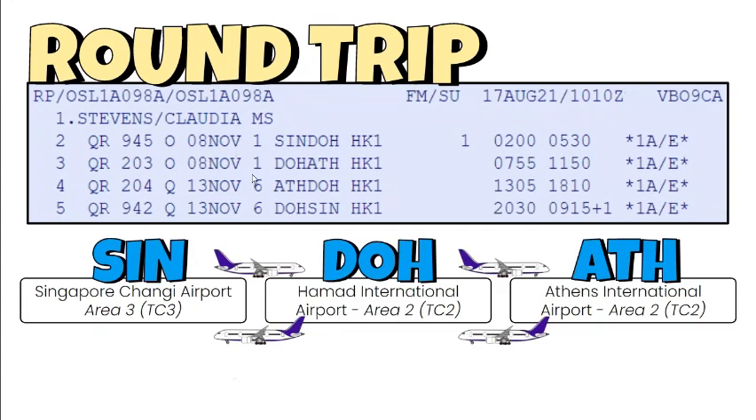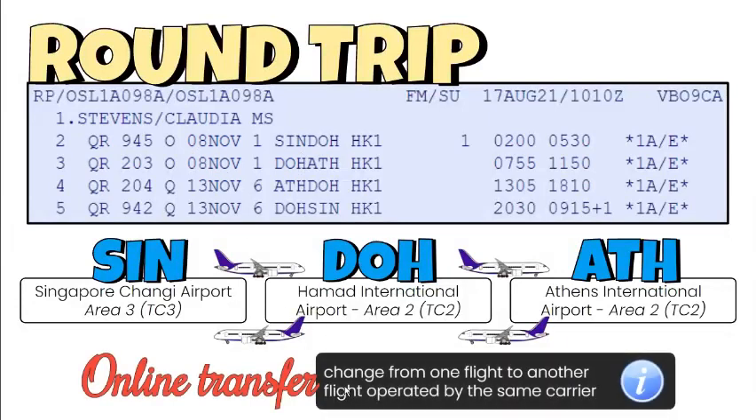Let's take a look at this next return itinerary. This is from Singapore Changi Airport going to Athens International Airport via Hamad International Airport on November 8. This is an example of online transfer since there is a change from one flight to another flight operated by the same carrier.